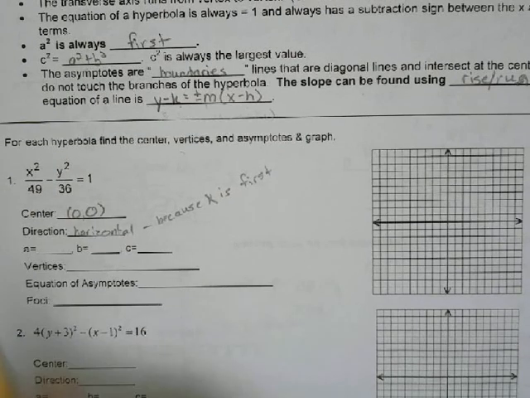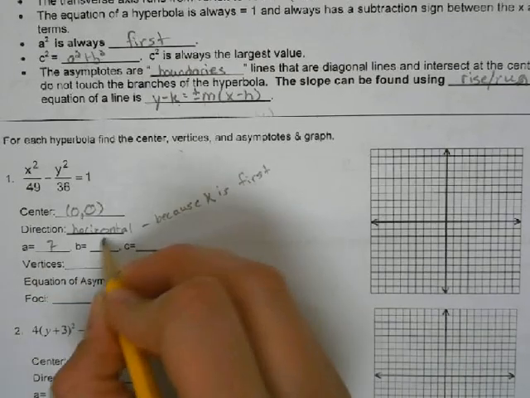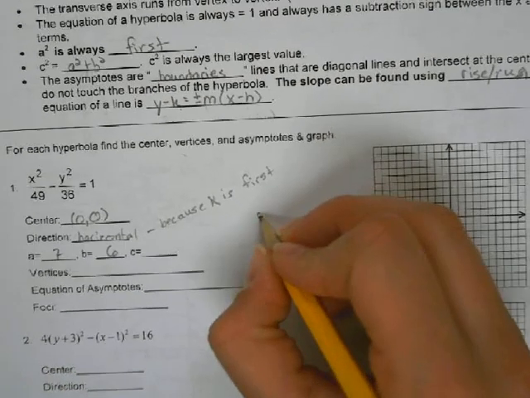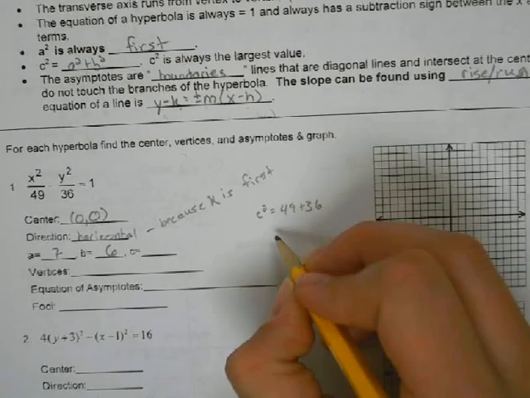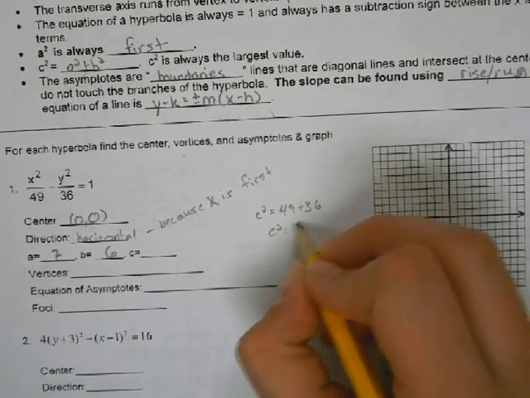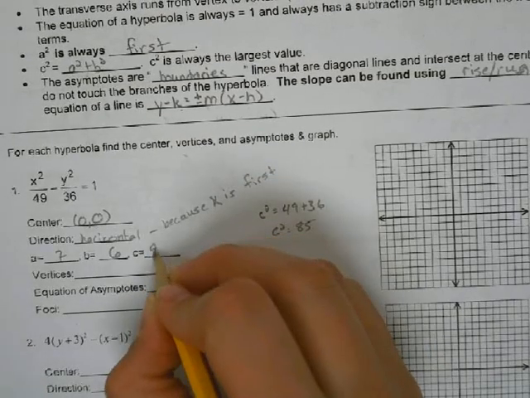My a value is always first, so the square root of 49 is 7. The square root of 36 is 6. Now when I go to find c, we're going to add instead, so 49 plus 36, which is c squared, is 85, which makes c about 9.2.